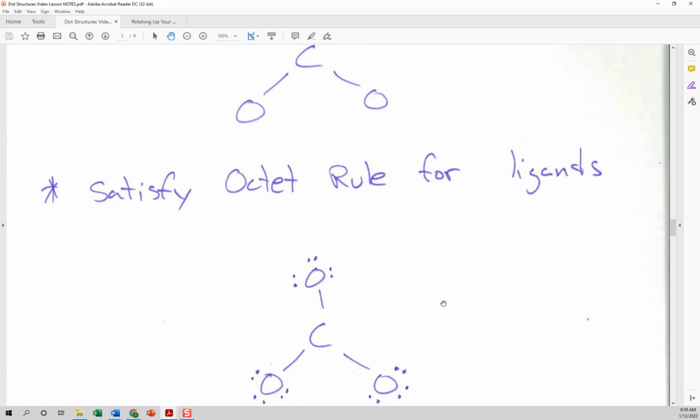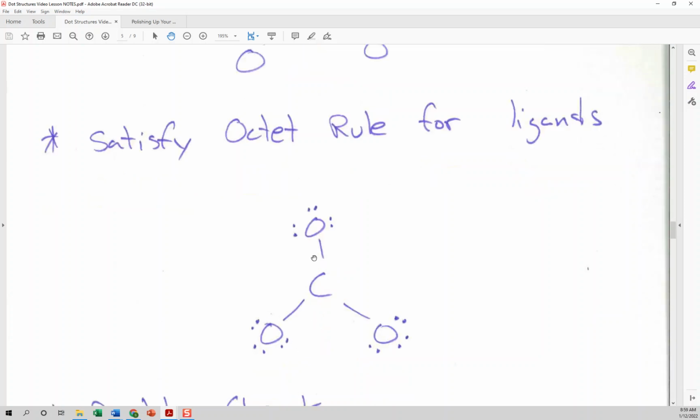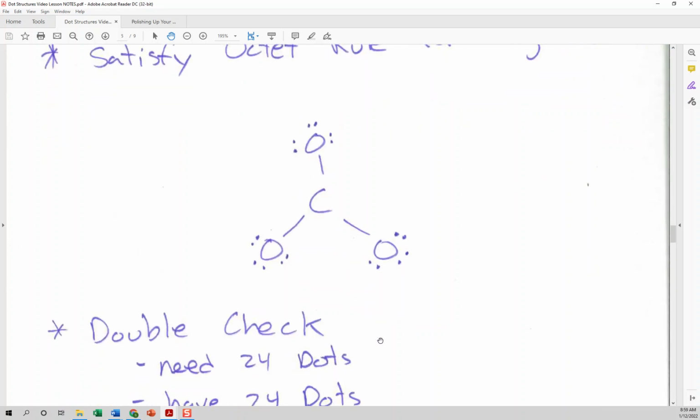So the way we do that is we add lone pairs, or unshared pairs, around each of the oxygens. To get to 8, we're going to have to add 3 lone pairs to each oxygen. And now this oxygen has 8: 2, 4, 6, 8. This oxygen has 8, this oxygen has 8. So we've satisfied the ligands, not necessarily the central atom, but the ligands are satisfied in terms of the octet rule, all right?